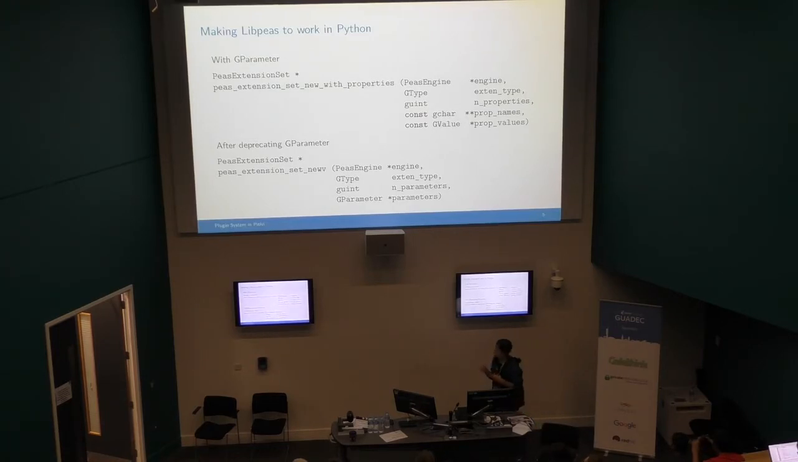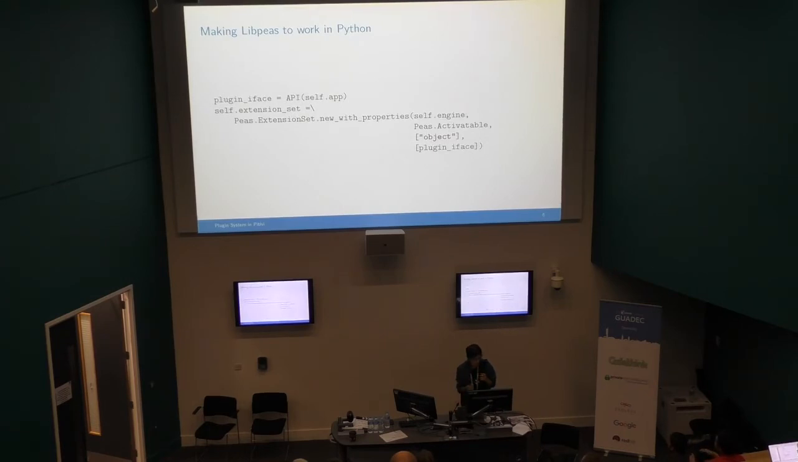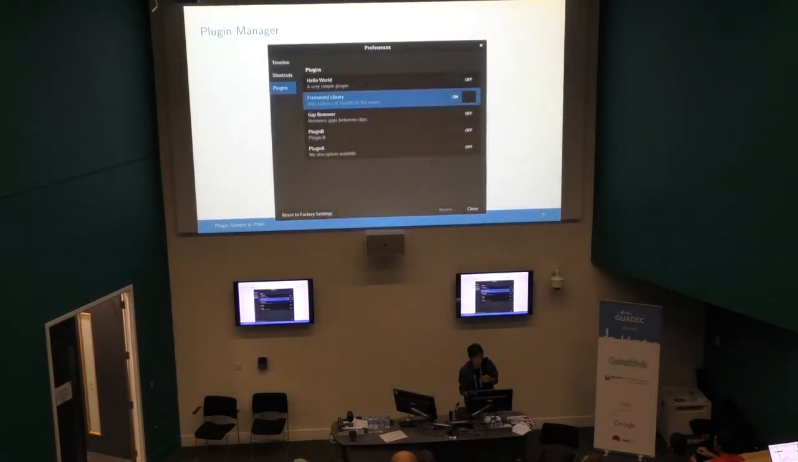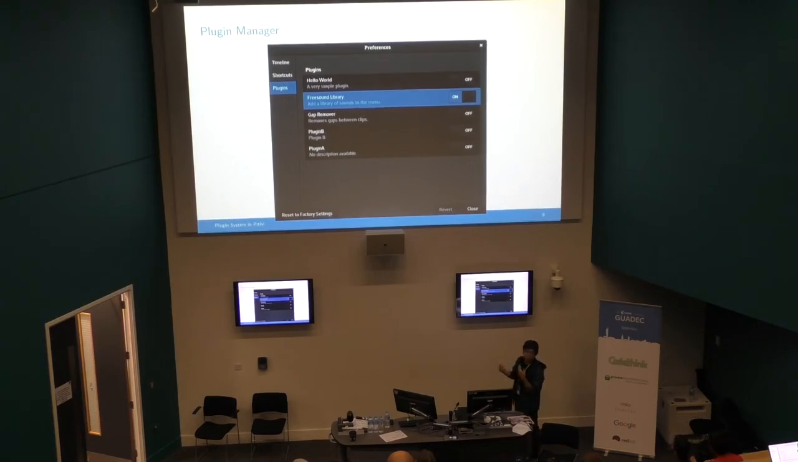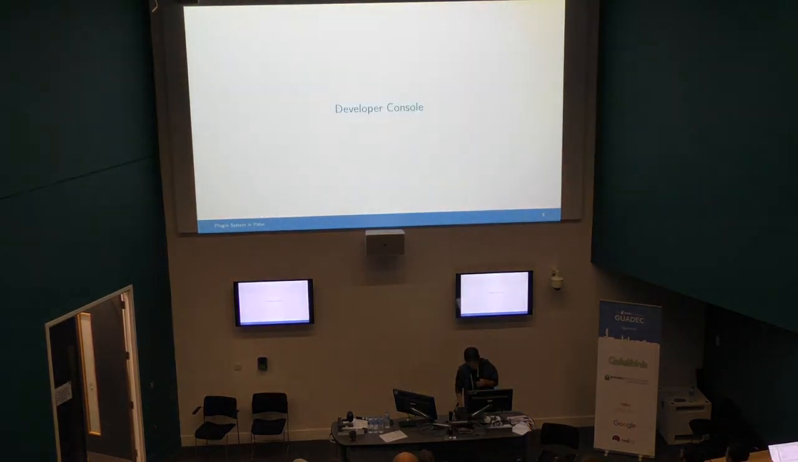So before the GSoC started, I was working on deprecating GParameter. Now this problem is fixed. On the top you can see the new prototype that is done. This is a way you implement a plugin system in Python. This is the plugin manager in PiTiVi. I could have used the libpeas GTK dialog, but it doesn't fit well in the preferences dialog of PiTiVi. So I did that.